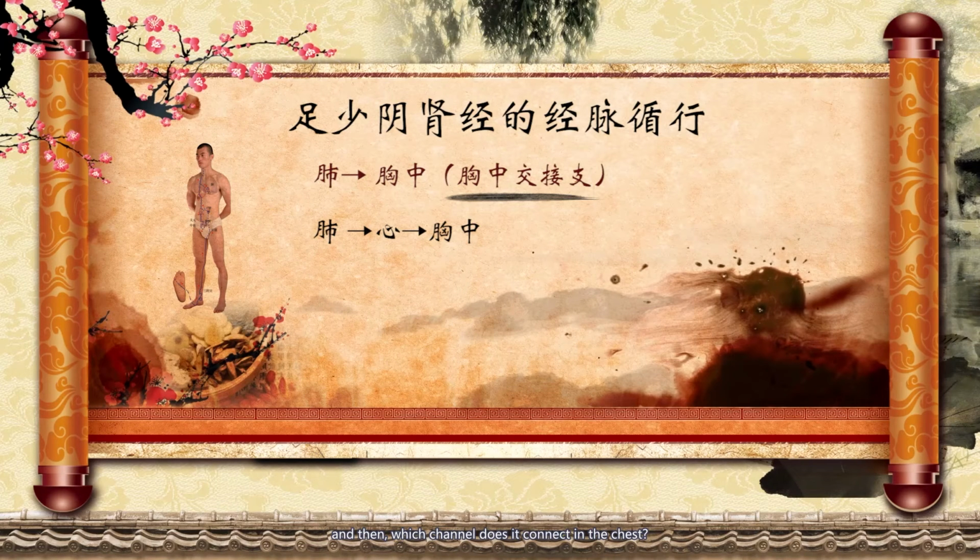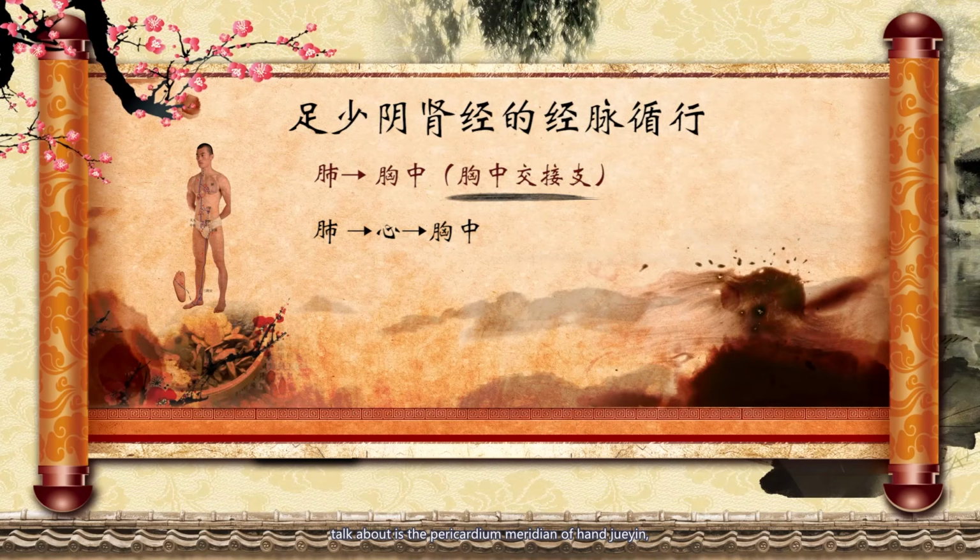Which channel does it connect in the chest? That is the next thing we're going to talk about. This is the pericardium meridian of the hand Jueyin. It starts from the chest.